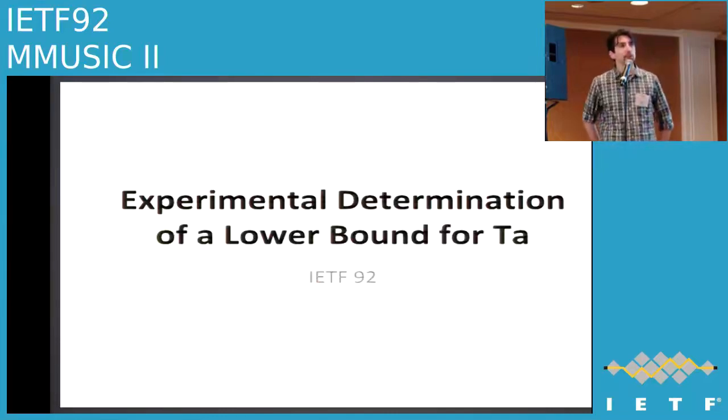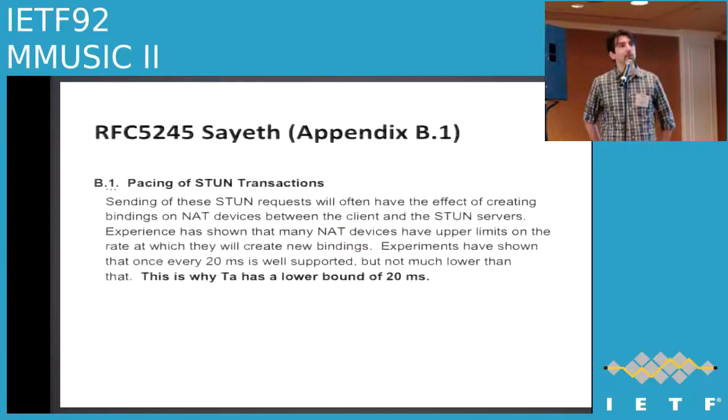So here's the actual guidance as given by RFC 5245, saying some tests were done and suggesting a lower bound of 20 milliseconds, basically how fast consumer NAT equipment can create new bindings. The exact details and methodology of these tests have been lost to the ages as far as I can tell. Next slide.